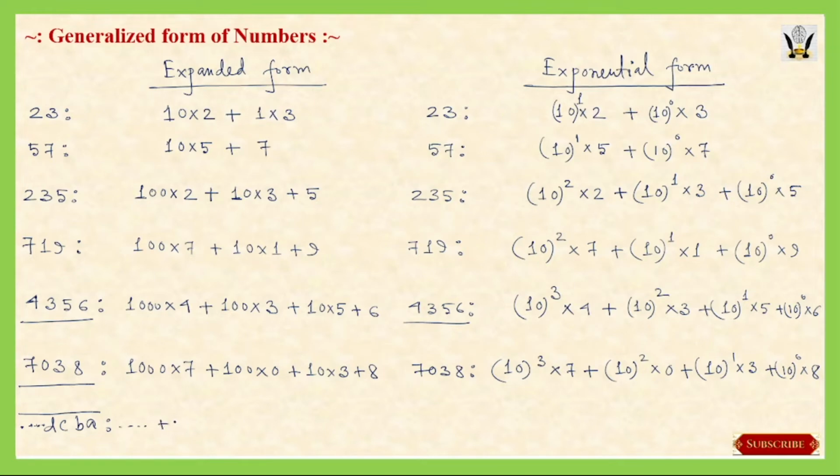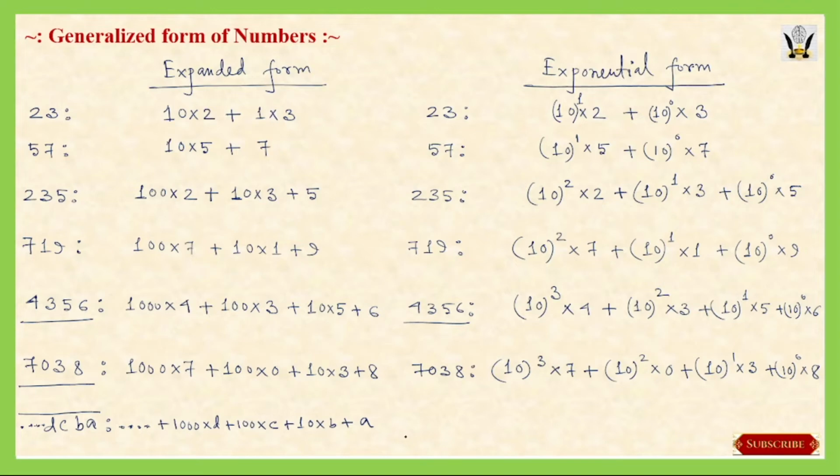Then it will be plus 1000 multiplied by D, then 100 multiplied by C, then 10 multiplied by B, and then we will have A. So this is how we can generalize the expanded form of a given number of any digit.